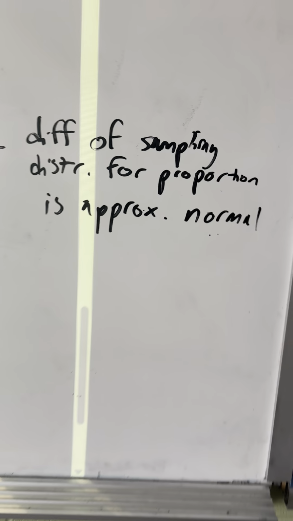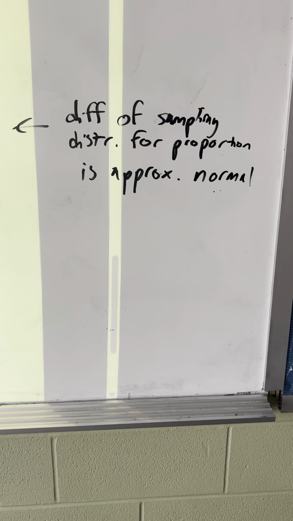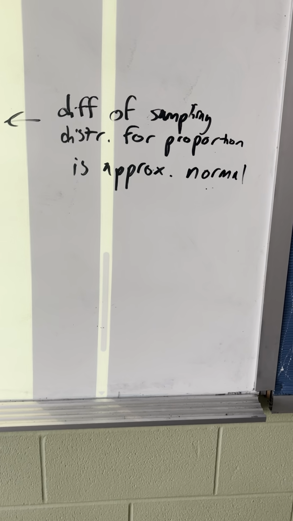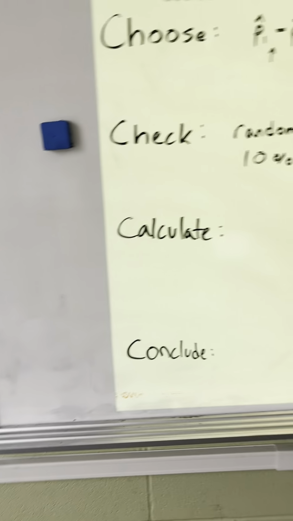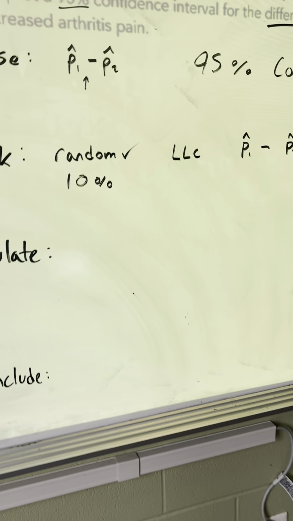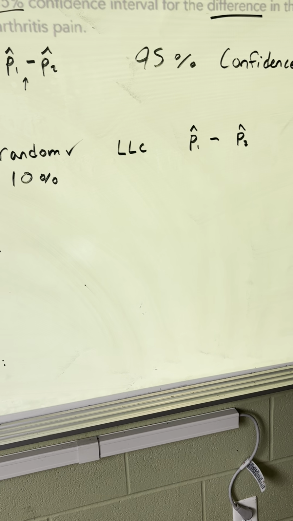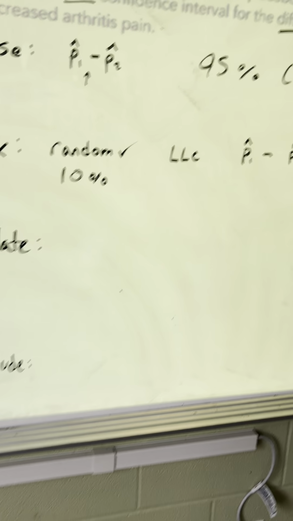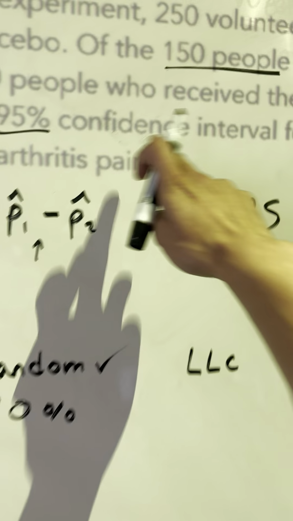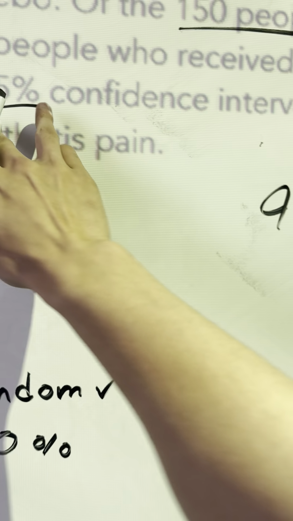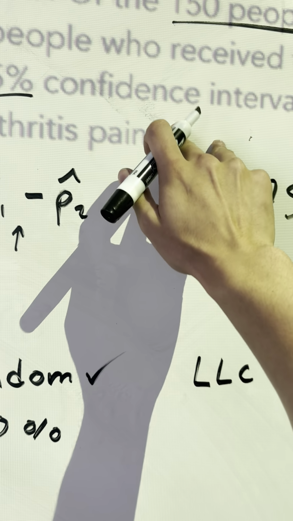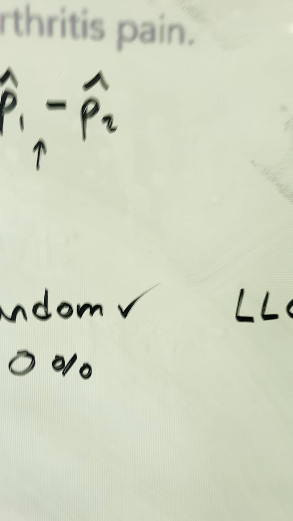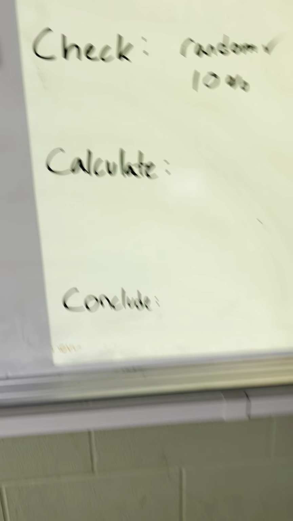Right? So the difference of the sampling distributions for proportions is approximately normal for this. So now looking at the next part, we're going to be calculating. What we need to calculate is the point estimate plus or minus our margin of error, right? And that's just using our 95% to find the confidence interval. So to do this, we need to solve for a couple things.